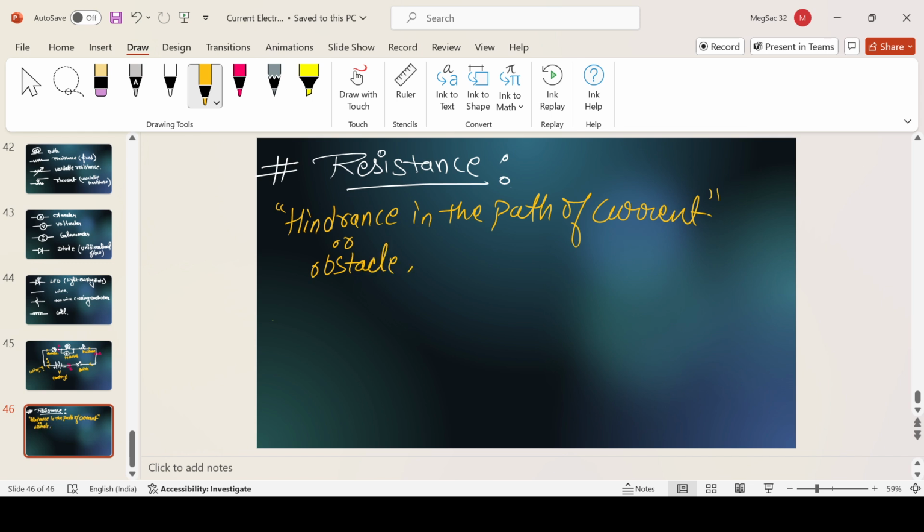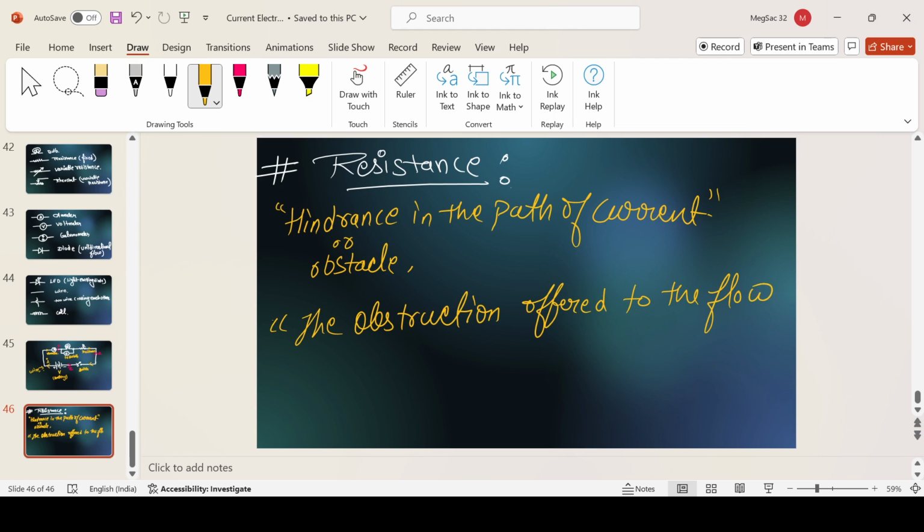Okay, so how can we define this? We can define it as the obstruction offered to the flow of electrons, offered to the flow of current by the conductor, because every conductor has its own resistance value.